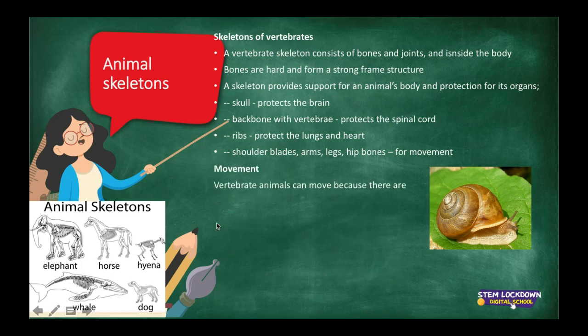Then movement. Vertebrate animals can move because they have muscles attached to the skeletons, and joints between their bones. Hence, most of these animals can bend, they can jump, they can do various movements.